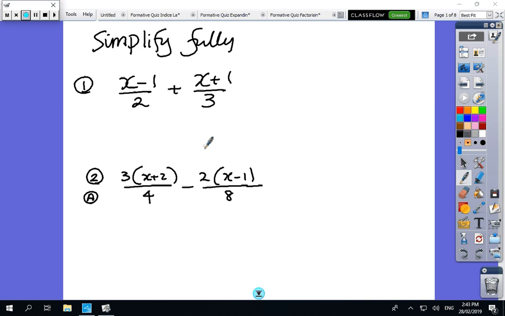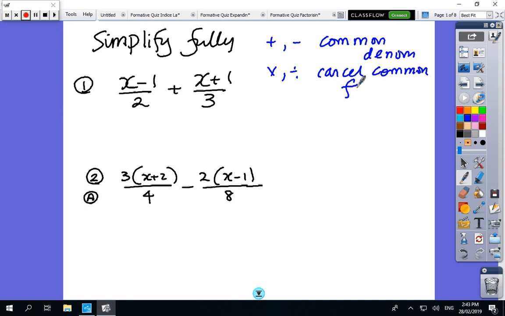Okay, this is the last video, and it's going to be a long one. We've got 8 pages, so have a look at your notes. When you're adding or subtracting, you've got to have a common denominator. When you're multiplying or dividing, you just cancel common factors.